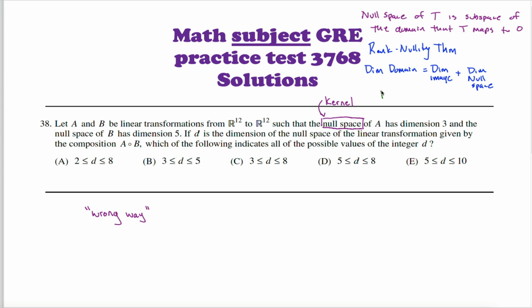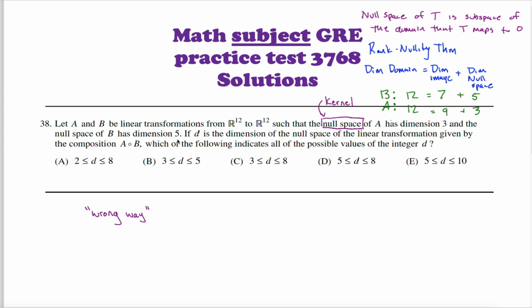So in the case of B, I've got 12 dimensions to play with. 7 of them go to the image because I'm told that 5 of them go to the null space. B is going to kill 5 of the 12 dimensions. Similarly, A has a null space of dimension 3. So when we apply A to R^12, 3 of the dimensions get killed and the remaining 9 survive. They end up in the image.